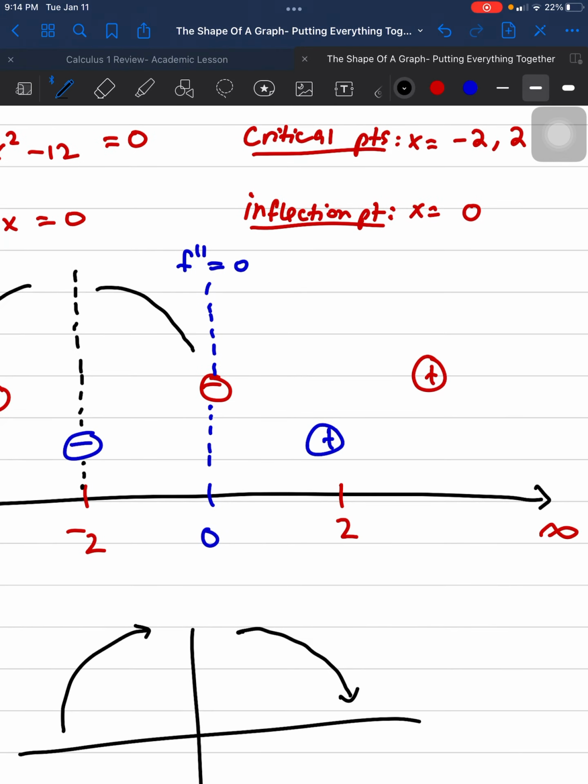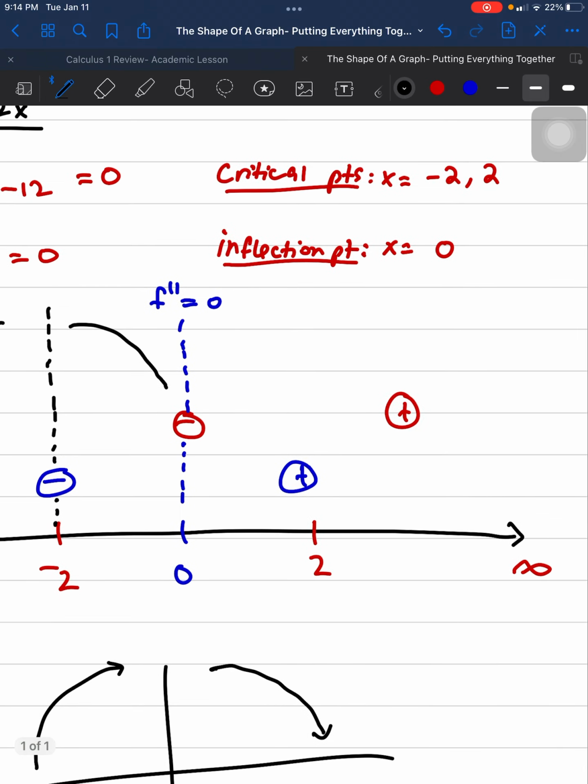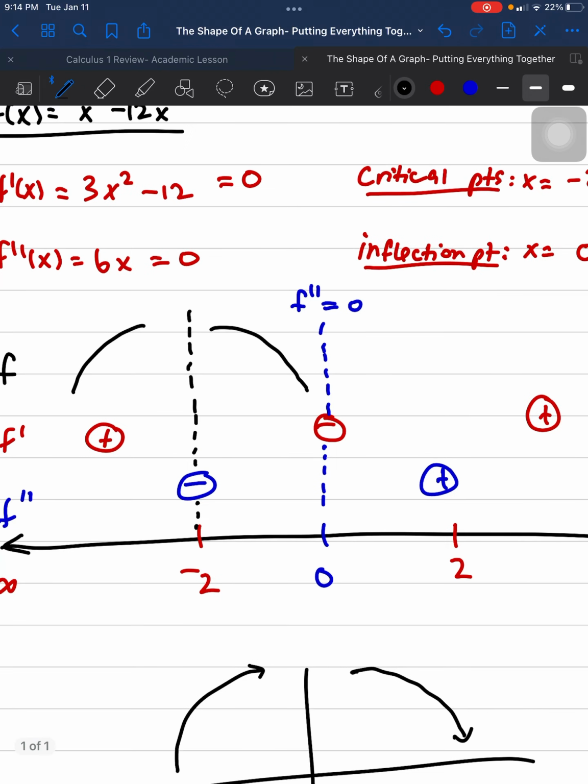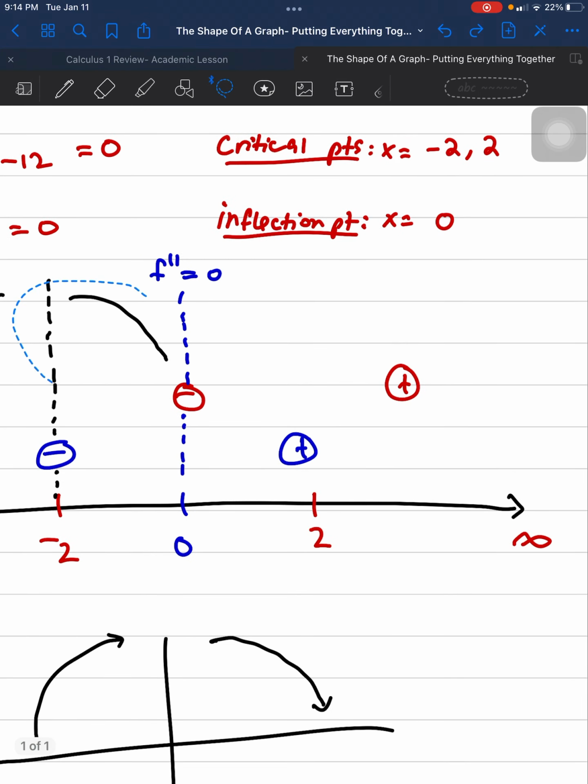Now we can move on to the subregion 0 to 2. Since 0 is the inflection point, the concavity is going to change. All of this was concave down, and now it's going to change from concave down to concave up.